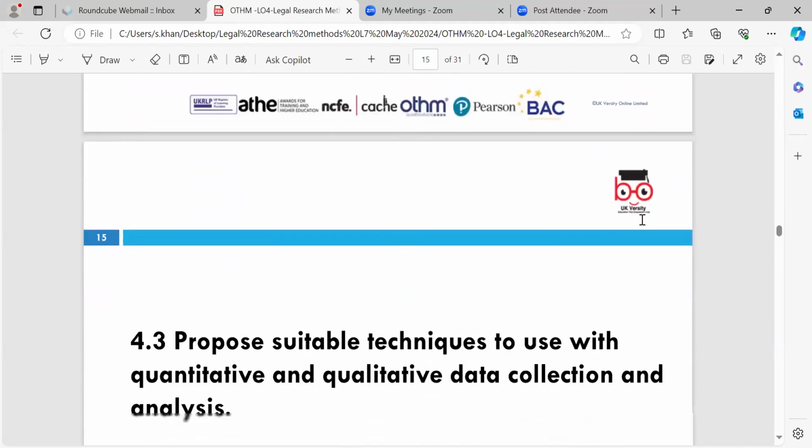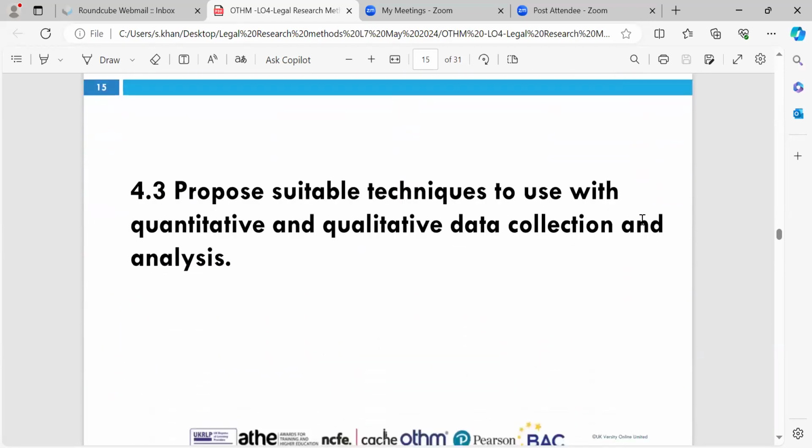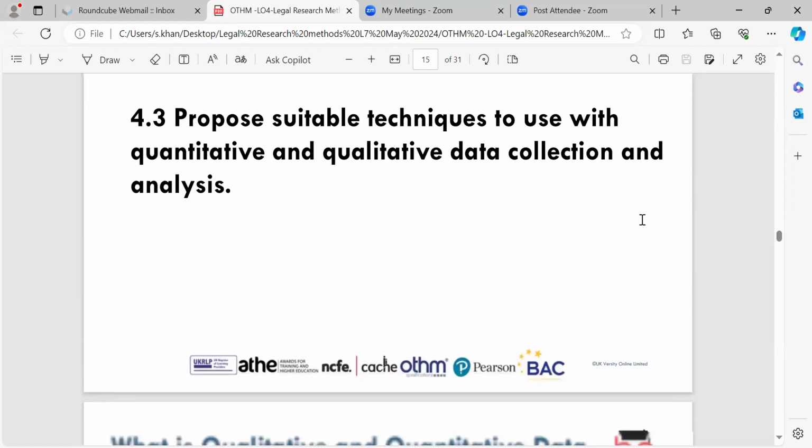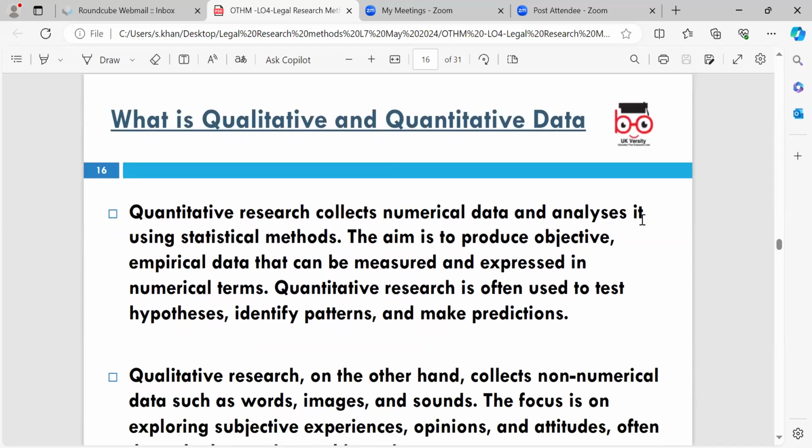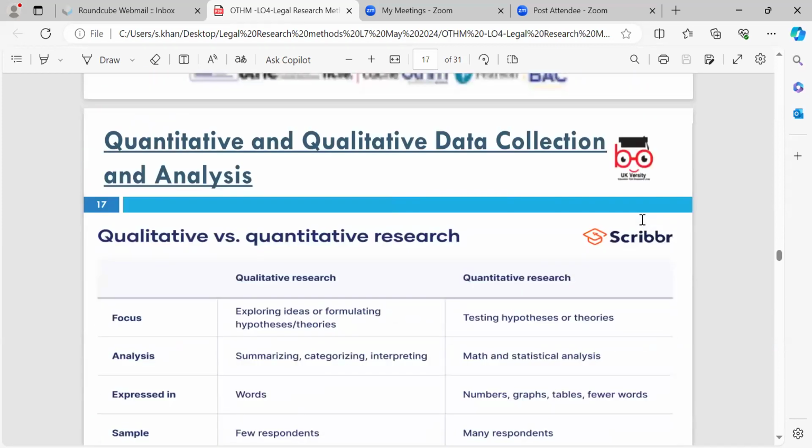Now we're going to go on to 4.3, and that looks at proposing suitable techniques to use with quantitative and qualitative data collection and analysis. And we looked at what they were briefly in the key indicators at the start. So what is qualitative data and quantitative data? And just to identify what each one is and why there's a need for each one.